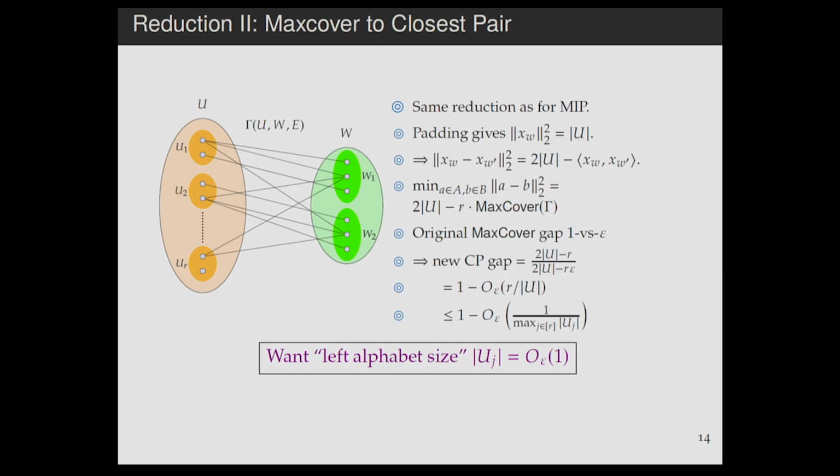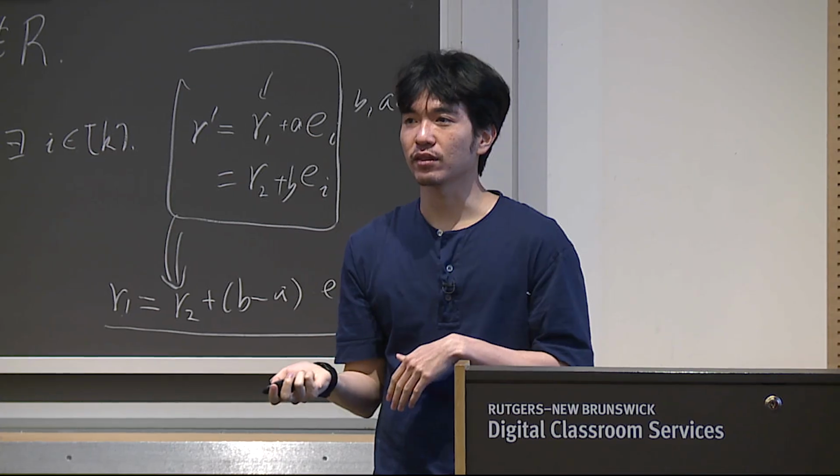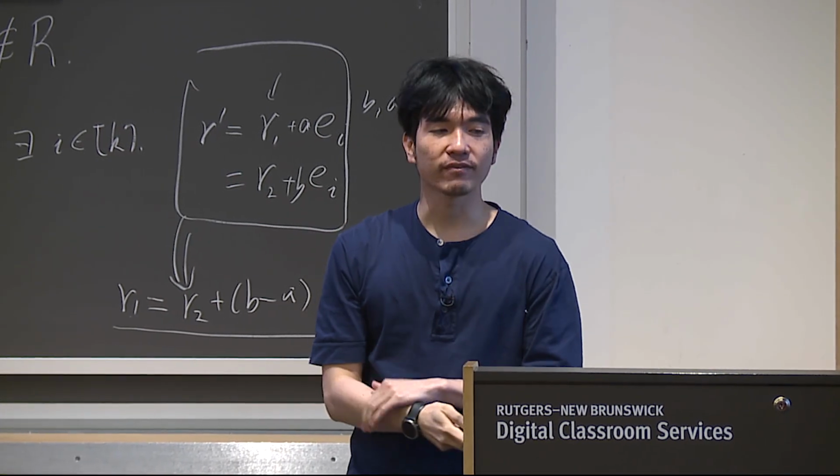Indeed, we will give a hardness for max cover such that this left alphabet size, or the size of the left supernode, is a constant. As I said earlier, for each reduction, there is a different requirement for the parameter regime for it to work. And this is one such requirement. So that's closest pair. Inner product and closest pair are fairly similar.